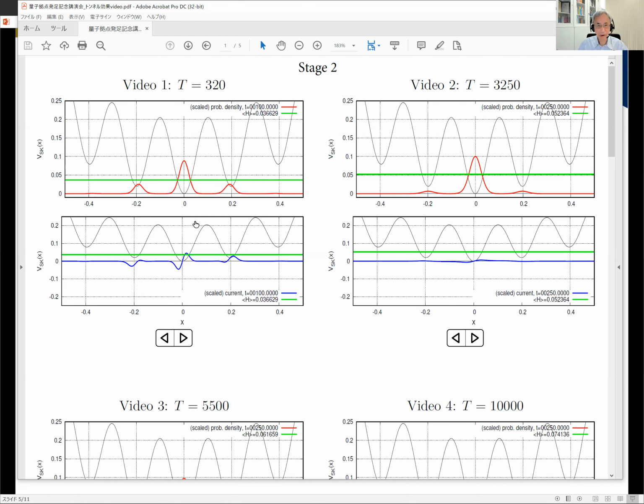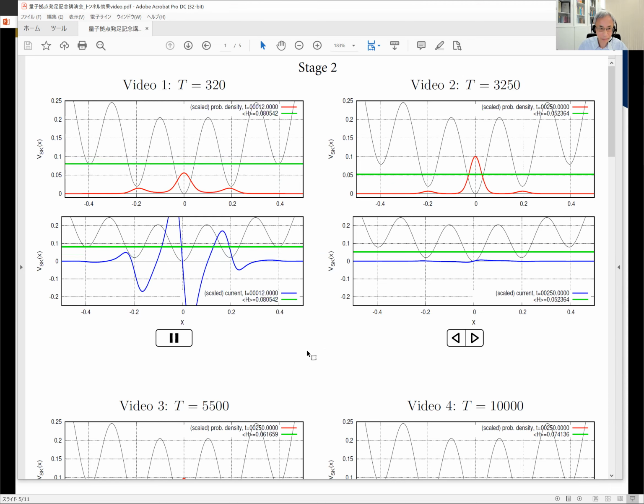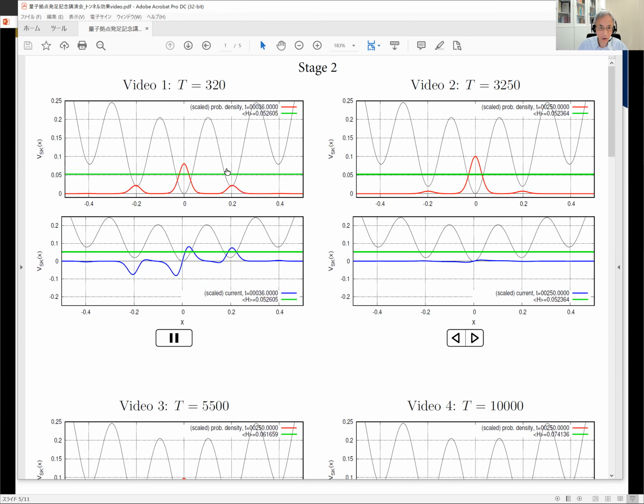And there are two very interesting facts in this video. First, the energy is lower than the barrier height. So the increase of the probability at the central valley is caused only by quantum tunneling, not by the process that drives the particle over the barrier, but through the barrier. So this is a very clear, explicit manifestation of the quantum tunneling effect in this model.